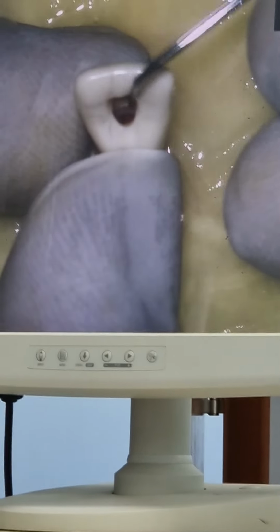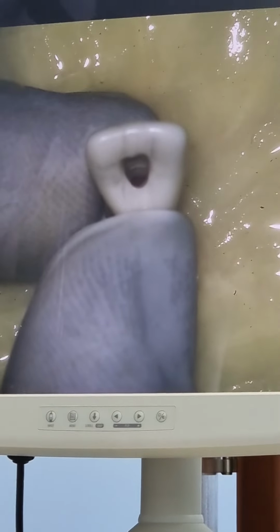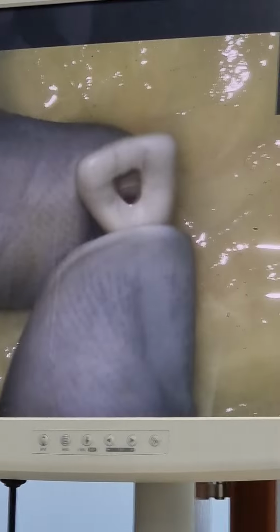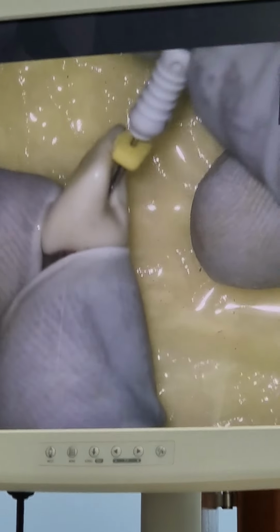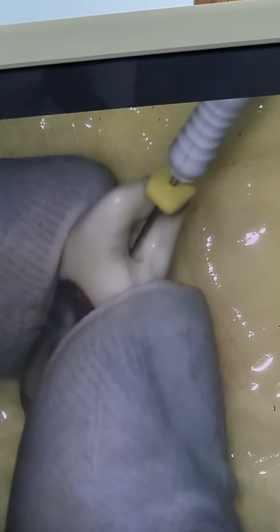So once you have done this, finally you take your number 10 or number 15 K file, you put it inside the tube, and see now I have a straight line access without any pressure. The file is going to the apical third of the root canal. So this is the access cavity preparation.